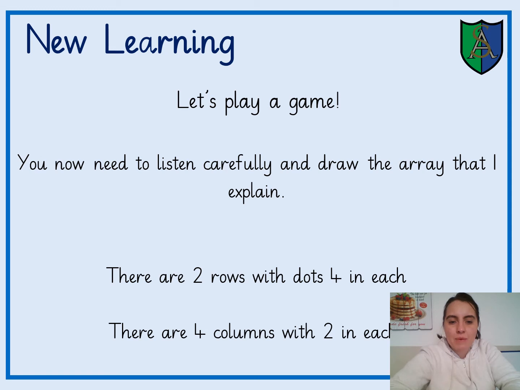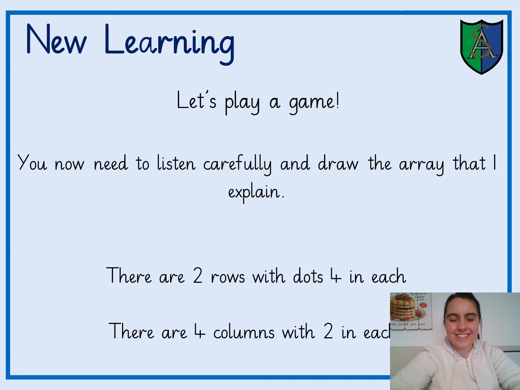So I would like you to draw an array that's got 2 rows with 4 dots in each. Okay, so 2 rows with 4 dots in each. In this array that you've just drawn, there should be 4 columns with 2 dots in each. So there should be, if you've drawn it correctly, 4 columns with 2 dots in each.